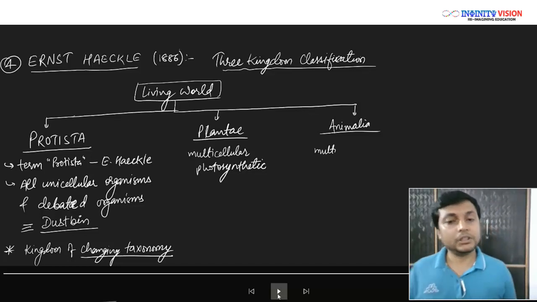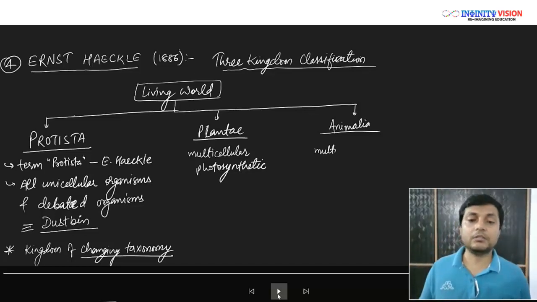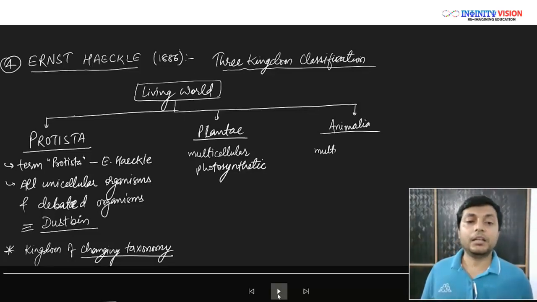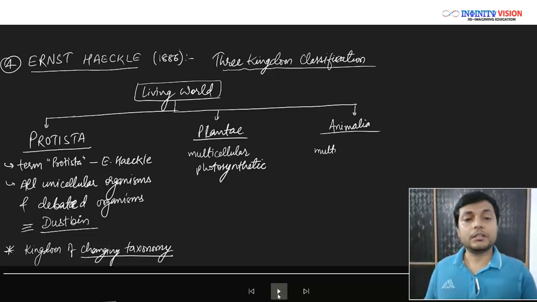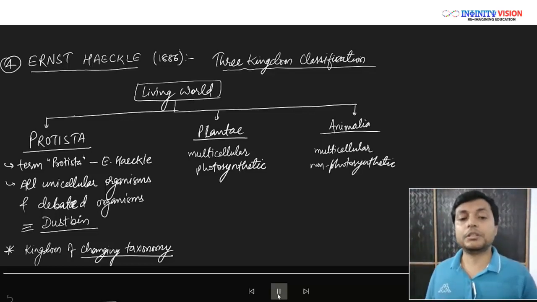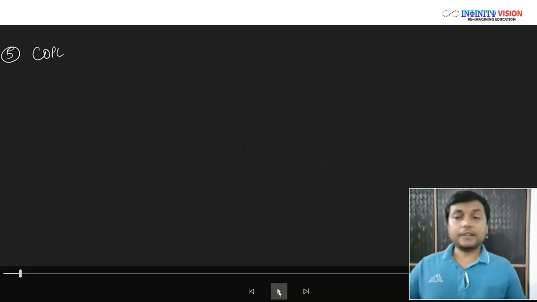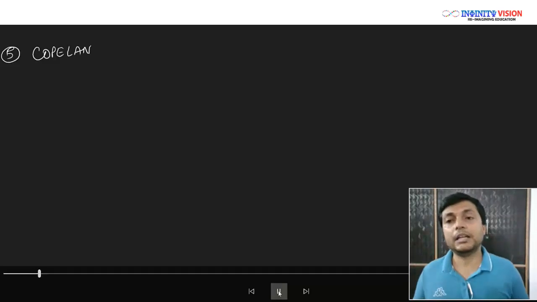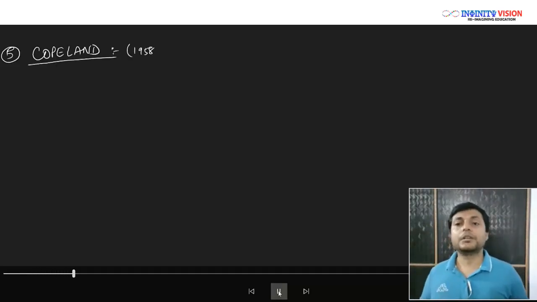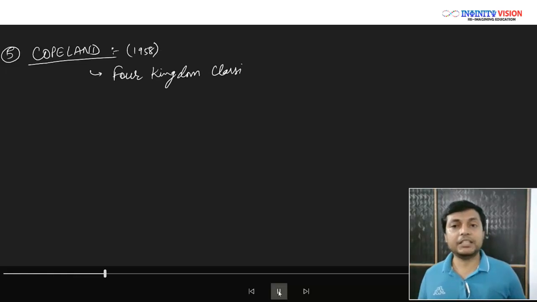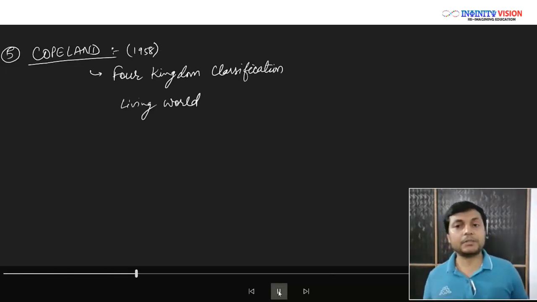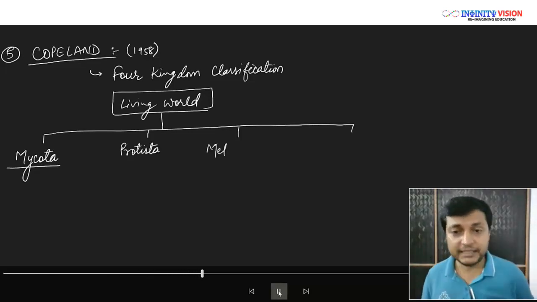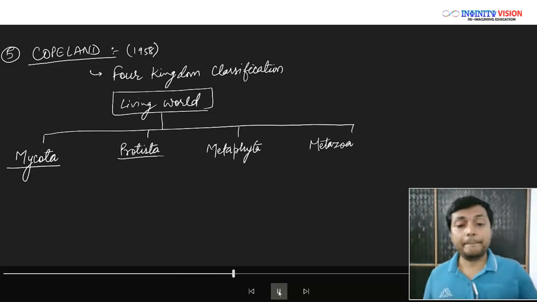The plant kingdom consists of all multicellular and photosynthetic organisms as per Ernst Haeckel. Animalia consists of multicellular and non-photosynthetic organisms. Now, after Ernst Haeckel came Copeland. He introduced four kingdom classification in 1958, and as per this classification, the living world is divided into four kingdoms, that is Mycota, Protista, Metaphyta and Metazoa.